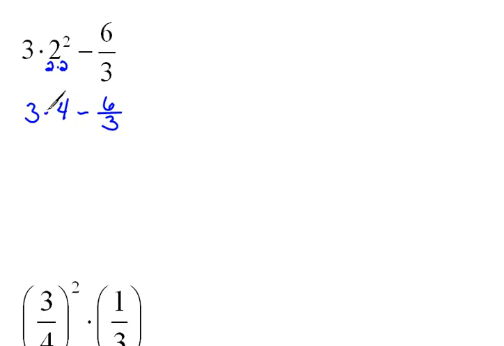Now, we have our multiplication and we have our division. Now we're going to do the multiplication first, not because it's more important, but because if we work left to right, the multiplication comes first. So 3 times 4 would be 12, and then I'm going to recopy everything else. So 12 minus 6 divided by 3. Now we're going to do the division because that comes before subtraction. So 6 divided by 3 would be 2.